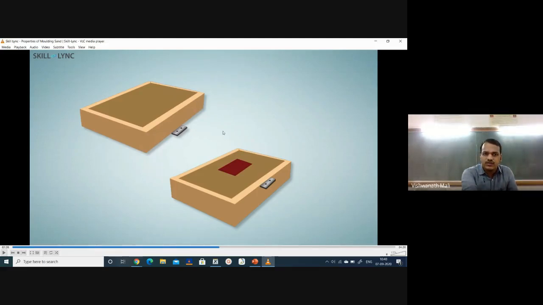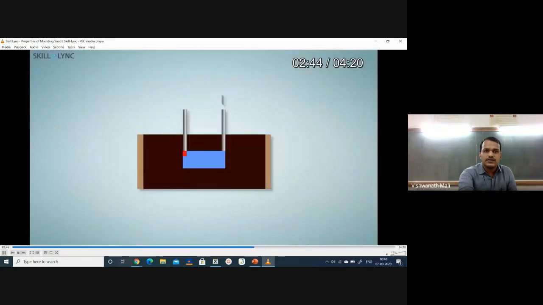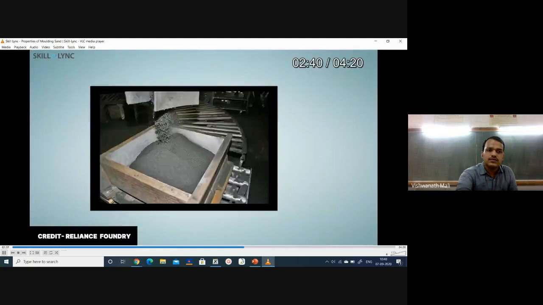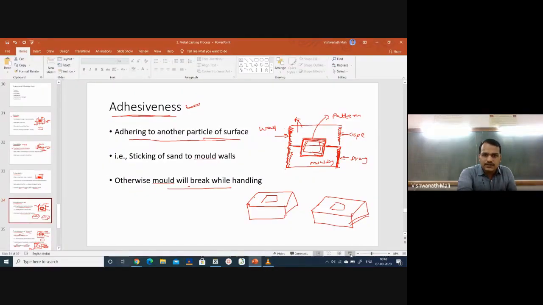As we are removing the pattern, we need to move this cope, and in the case of the drag also. While handling it, our mold should not break. So whatever molding sand is there adheres with your wall. That is called adhesiveness. And what is cohesiveness? Cohesiveness means what? I will explain here.